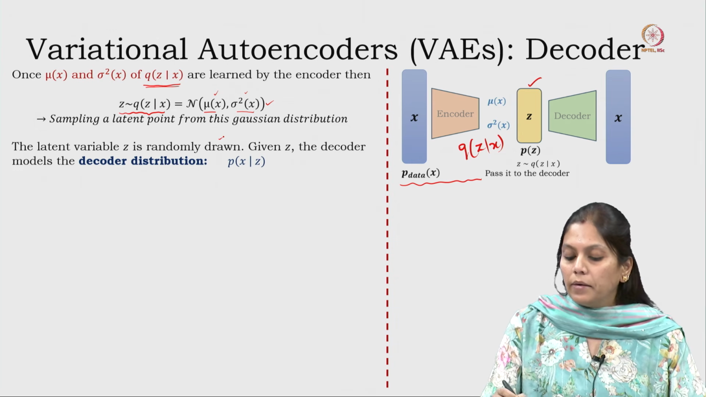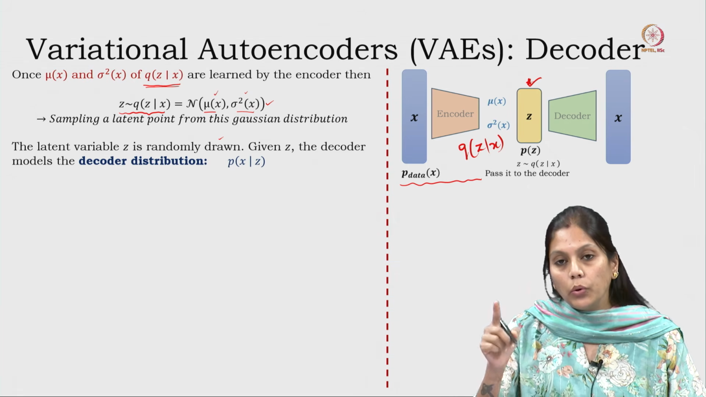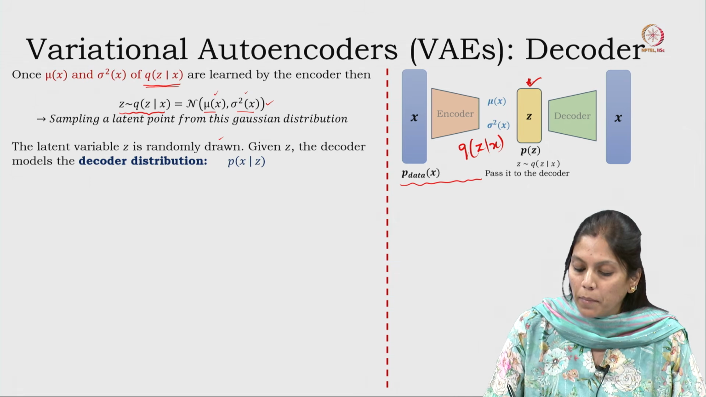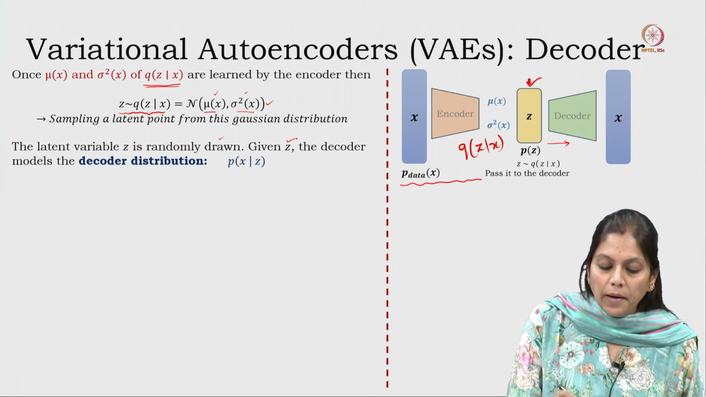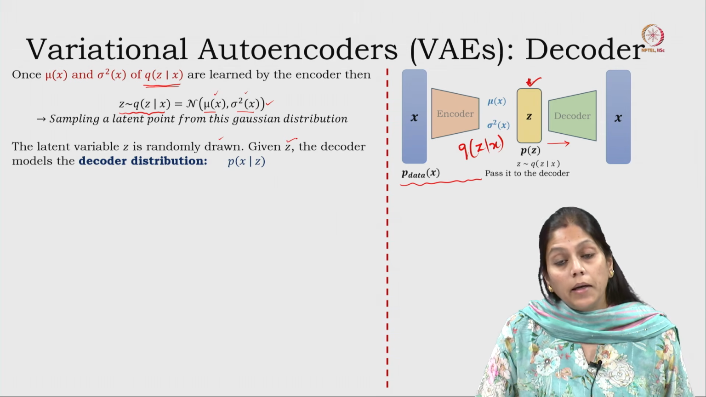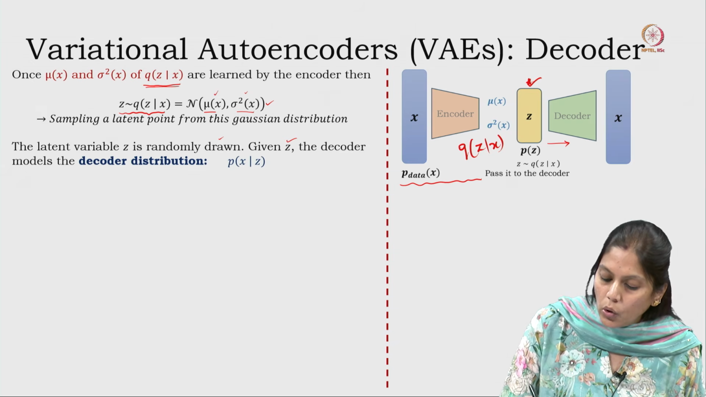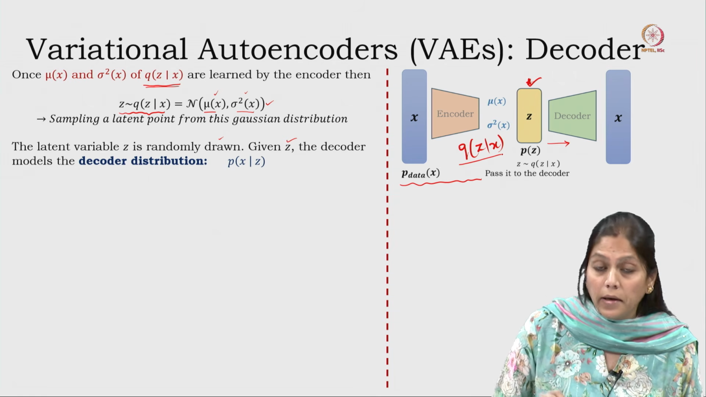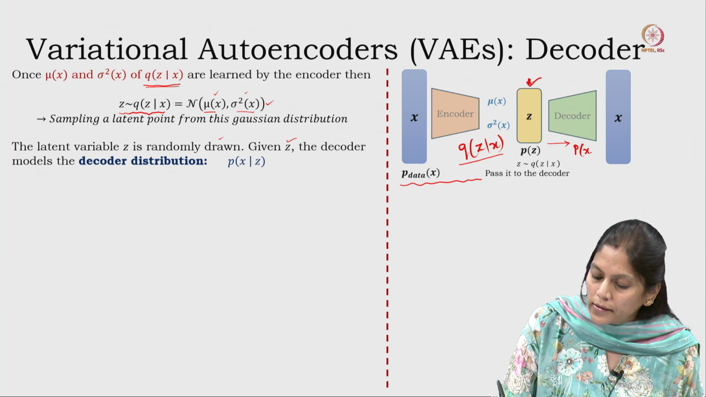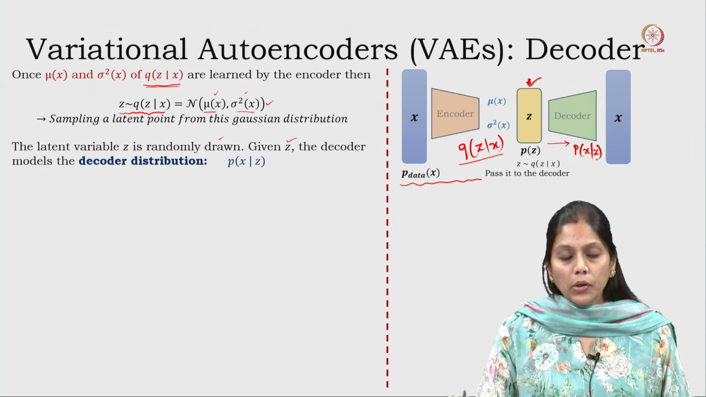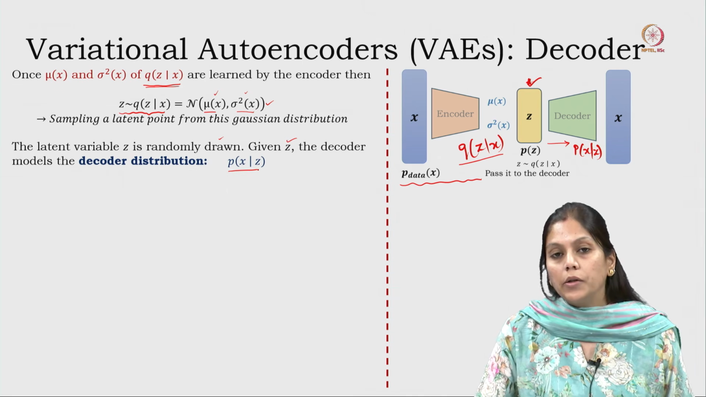Now, once we have z, what is the next step? The z will be given to a decoder, right? z has to be passed to a decoder. So, the next step is, given z, the decoder models the decoder distribution. What is the decoder distribution? At the encoder, it is q of z given x; at the decoder, it is p of x given z.